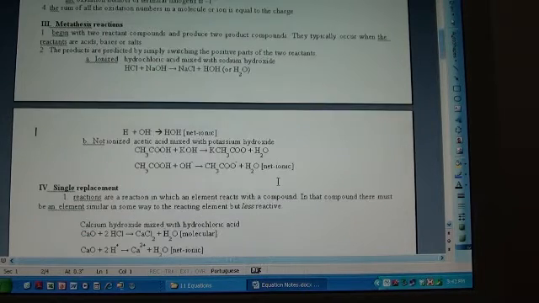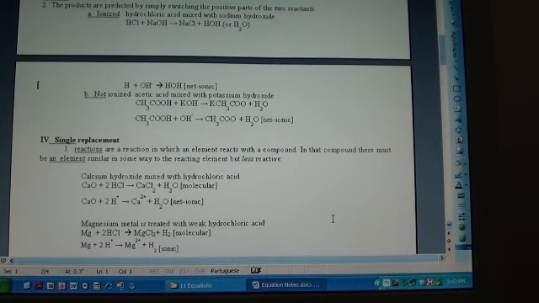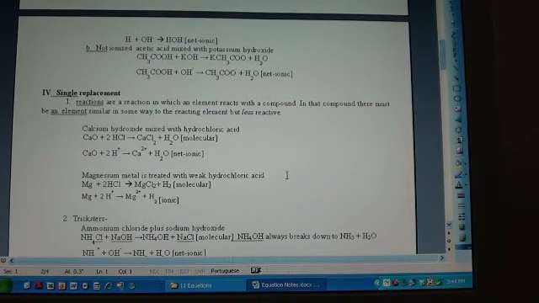Anyway. Okay. A single replacement. One element reacts, tries to bump out another element in the compound. All right, so you have to match. You have to have cations bumping out cations, anions bumping out anions. Please look at these examples.